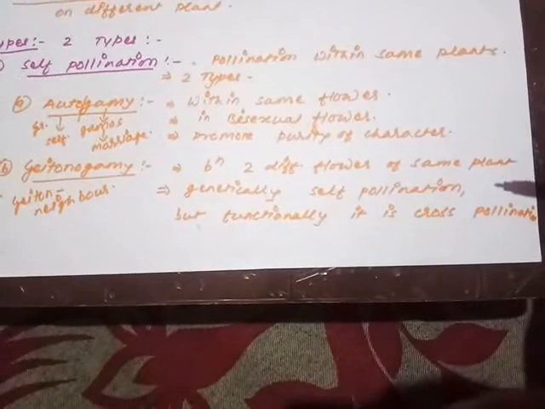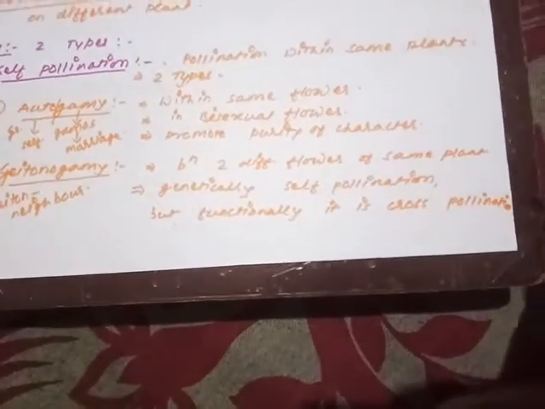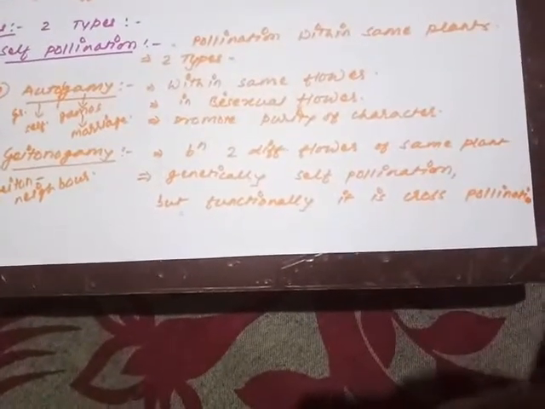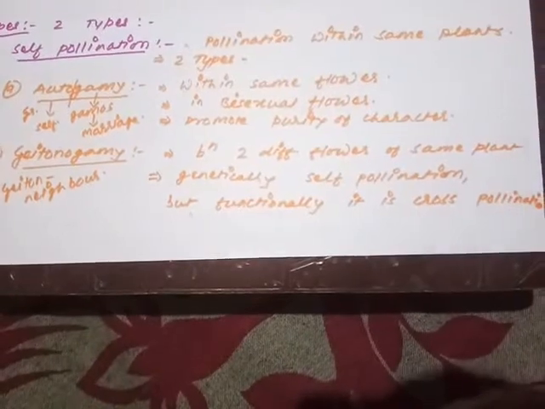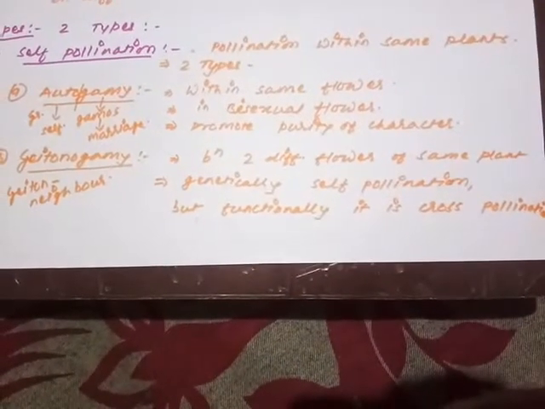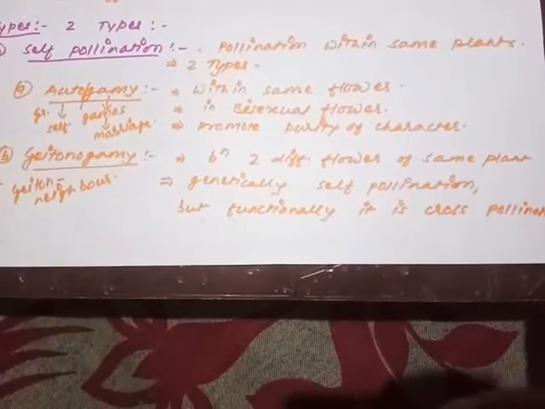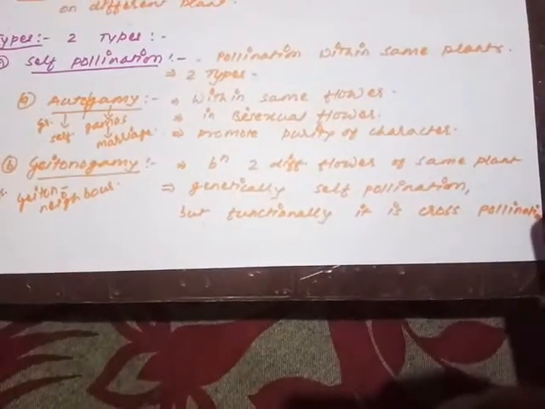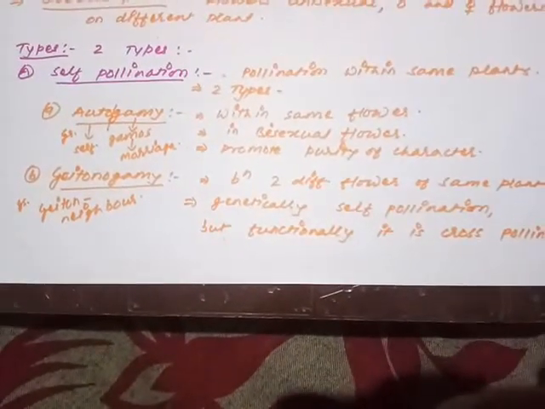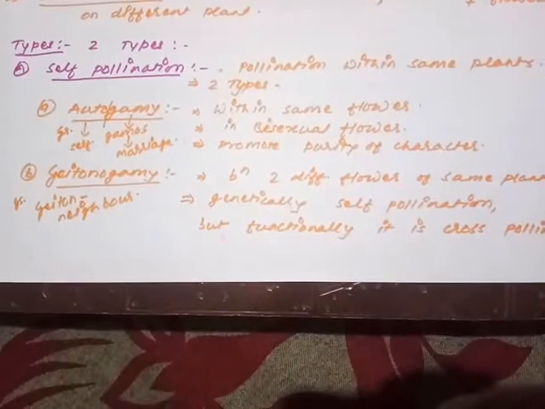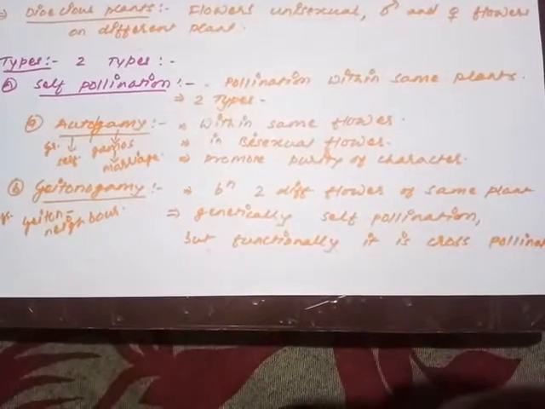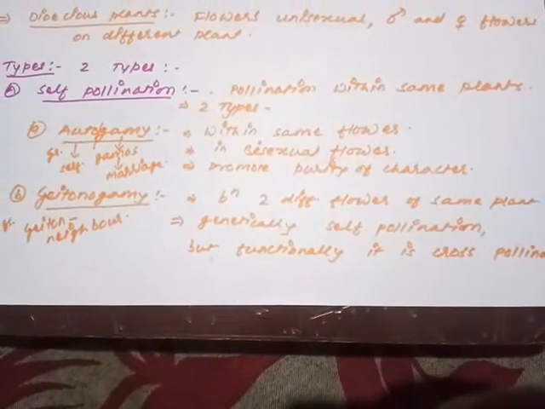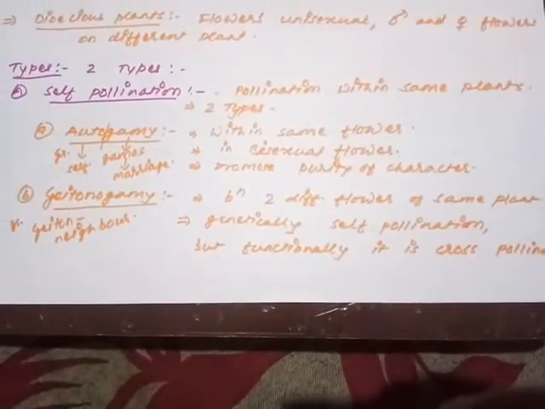But functionally, because two different flowers are involved here, one male flower is lying somewhere in the plant and another one is lying somewhere else in the same plant, that is what functionally and ecologically is considered as cross pollination. So remember, genetically geitonogamy is self pollination, but functionally and ecologically that is what? Cross pollination. So till now it is clear to you all. Self pollination within the same plant, whenever the pollination occurs, that is called what? Self pollination. This is of two types.